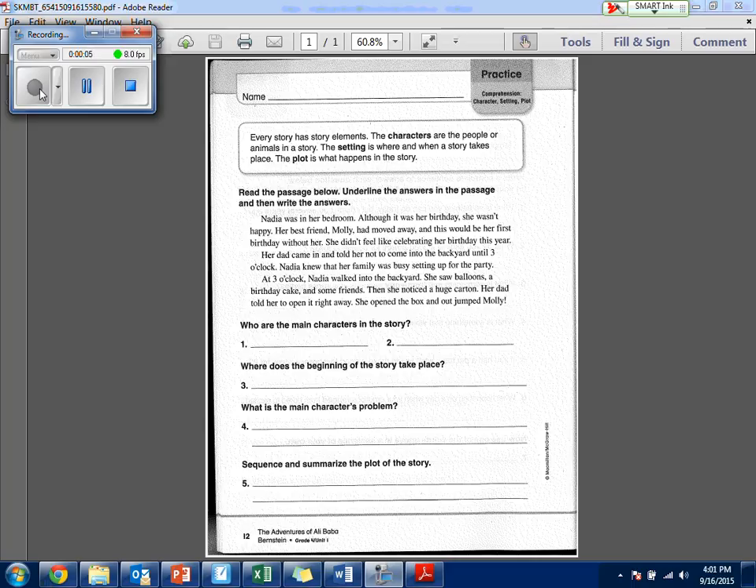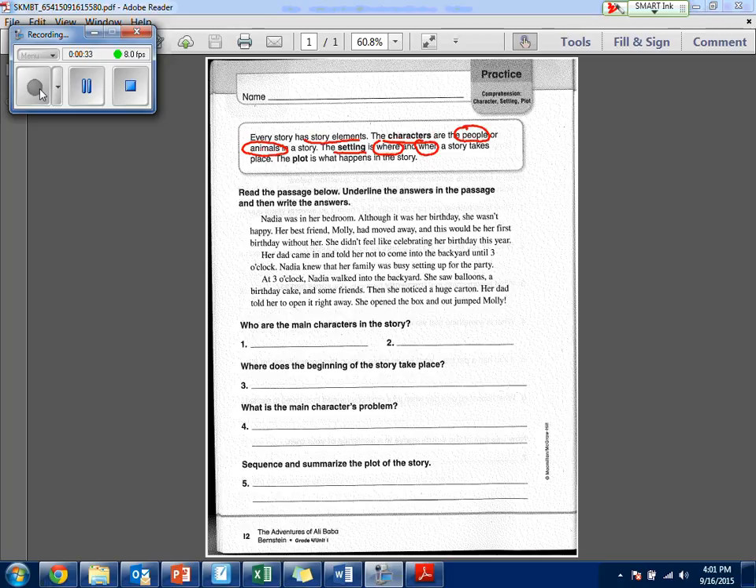Today we are going to be looking at a subject called story elements. The story elements include the characters of a story. The characters are the people or animals in a story. You have the setting of the story. That is where and when the story takes place.